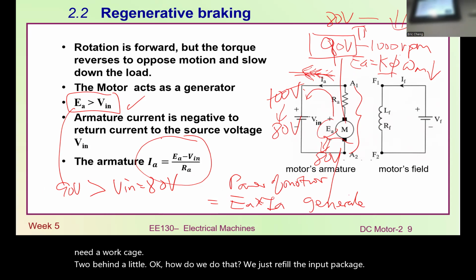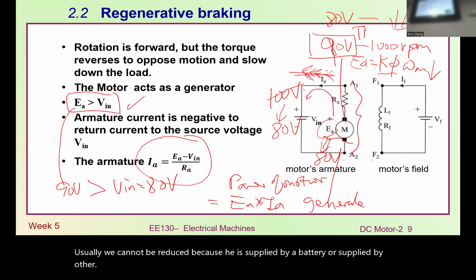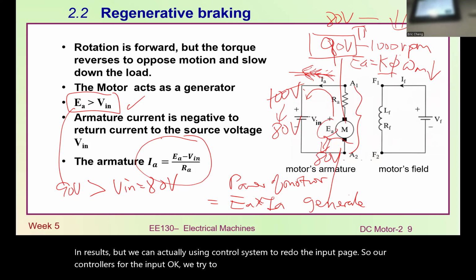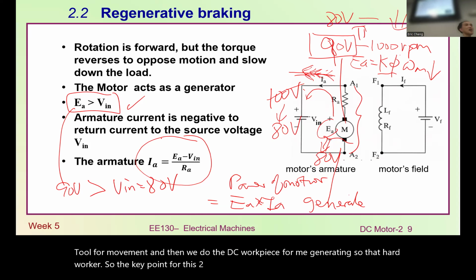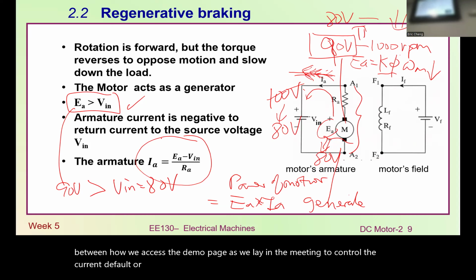Usually we cannot reduce it because it is supplied by a battery or by another source, but we can actually use a control system to reduce the input voltage. So with our controller for the input voltage, we try to have a lower voltage for the motor, and then we get the DC regeneration for that operation. The key point of these two pages is to tell you the difference between EA and Vin voltage, and how we adjust the input voltage and the EA to control the current to be forward or backward.